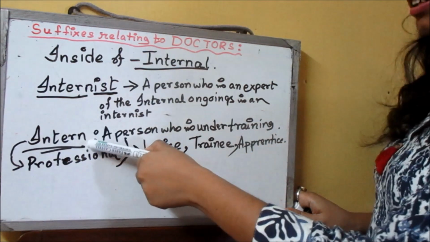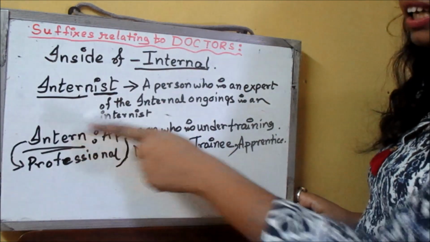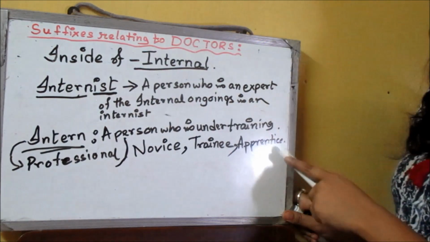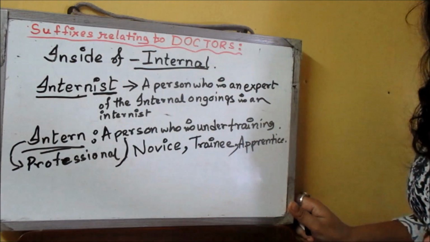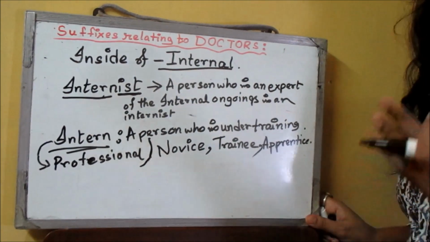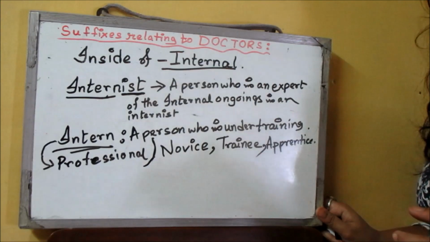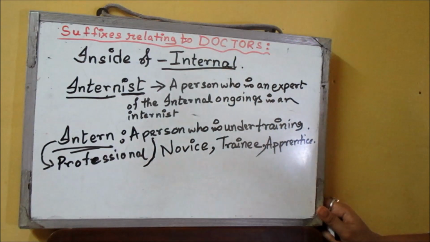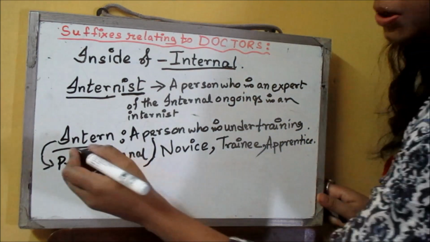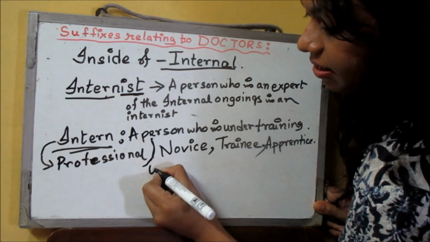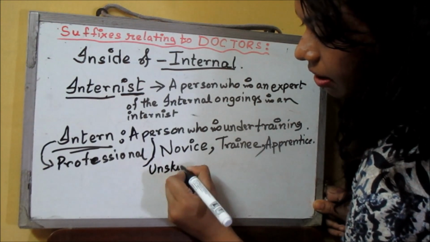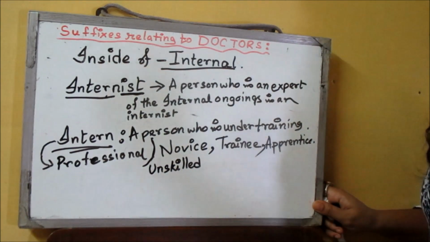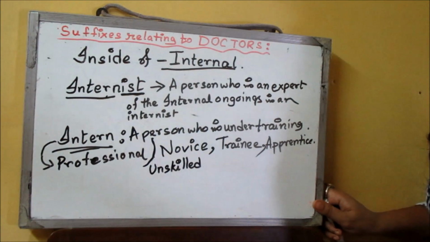So an intern is not a professional, right? He is a novice, he is a trainee, and he is an apprentice. That means someone who is going through the process of learning, who has not completely finished his learning experience, right? So we can also say that an intern is unskilled. He is yet to develop his skill fully. And that's why he is receiving the knowledge and he is learning the skills from a coach, right?